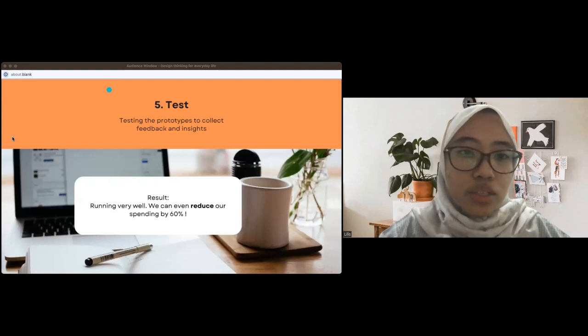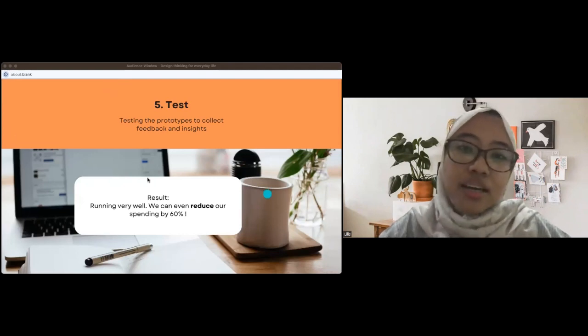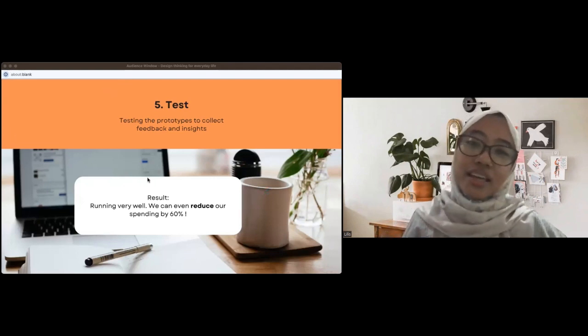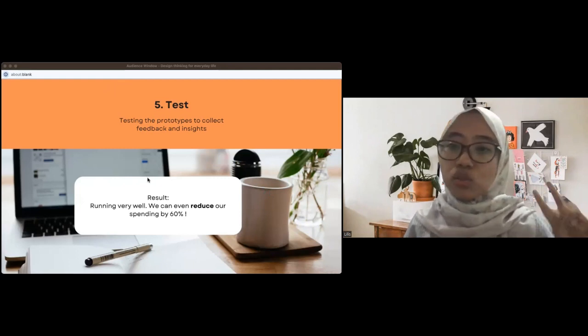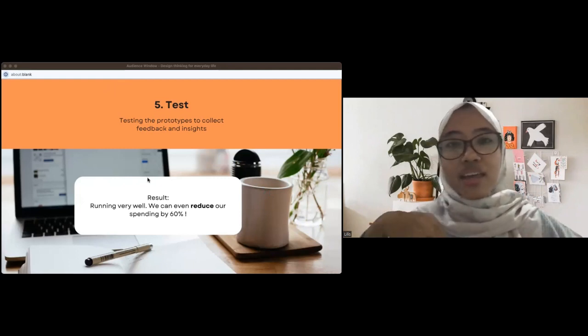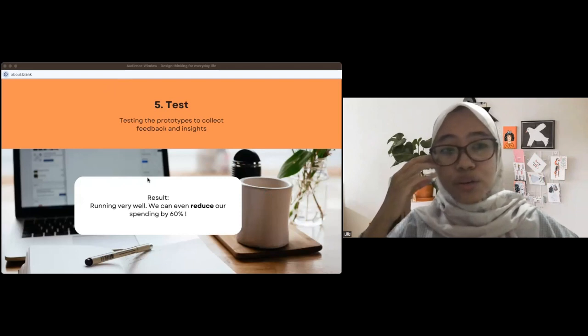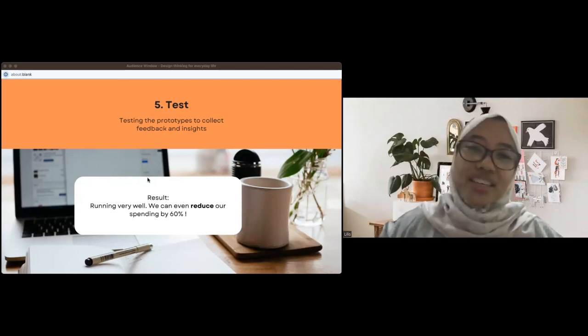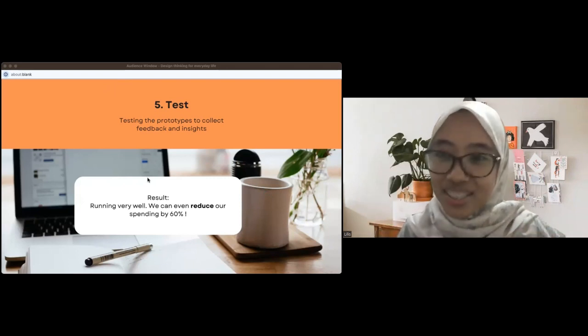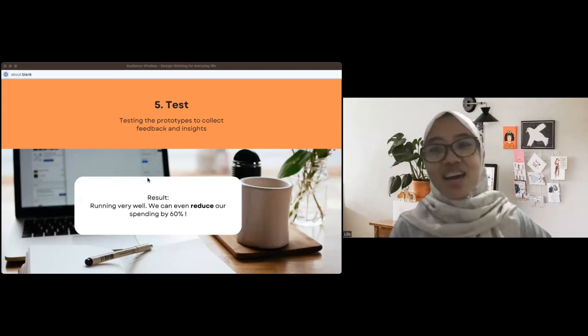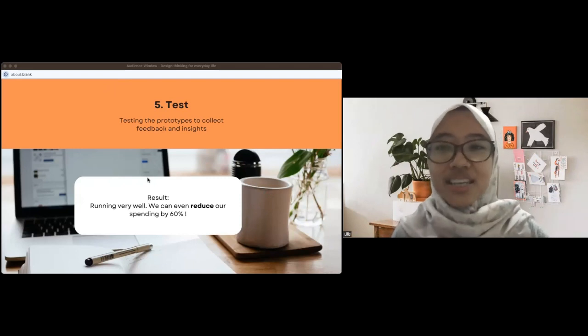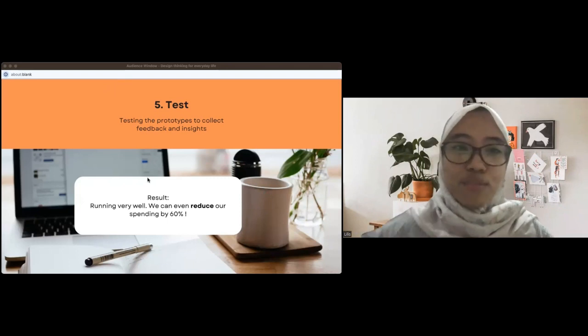And the last one is test. We tested and implemented these 2 rules for a month, and the result is pretty good because our spending is reduced by 60%. And in addition, we also tend to appreciate the short time we have.